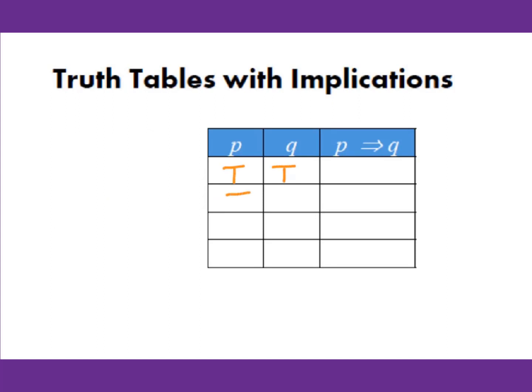True, true, true; true, false, false; false, true, true; false, false, true. All are true except this one. Think about when the antecedent is true while the consequent is false: the whole statement will be false. Then this is true, this is true, this is true.